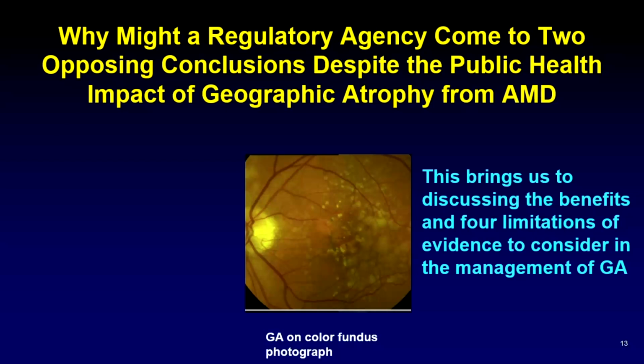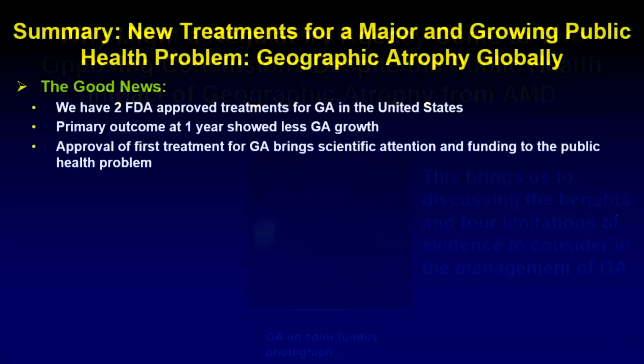And this brings us to discussing the benefits and 4 limitations of evidence that we should consider in the management of geographic atrophy, which may start on this fundus photograph with lots of drusen and just a small area of atrophy, which inevitably over the next 10 years will continue to grow and then be associated with some central visual acuity loss. The good news, we have 2 FDA-approved treatments for geographic atrophy in the United States and in some other locales in the world. Primary outcome showed less geographic atrophy growth. That led to approval of the first treatment for this public health problem.